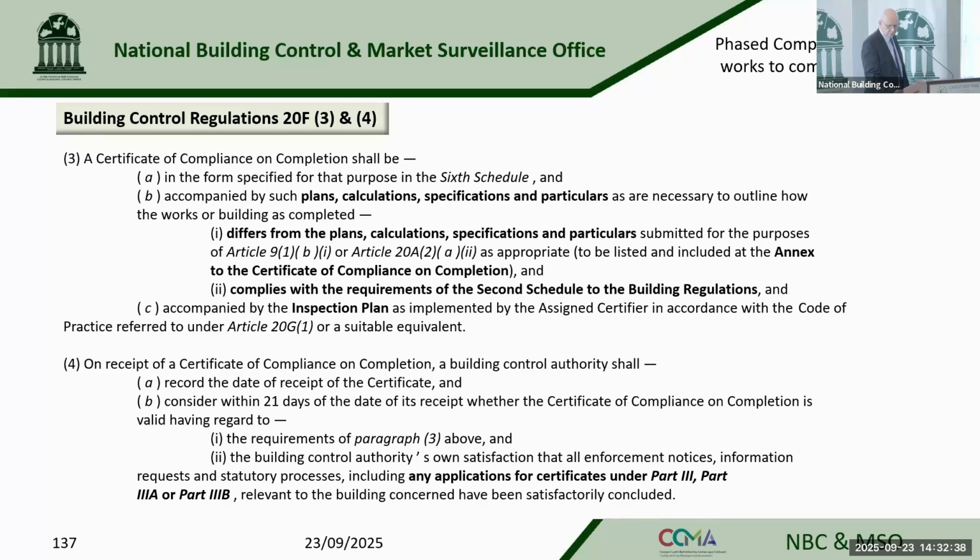And then 4 just goes through the requirements of the Building Control Authority to check, and just to note that they should be checking under 4B2, and just note that all requests, statutory processes, including any application for certificates under Part 3, Part 3A or Part 3B for the relevant building concerned have been satisfactorily concluded.